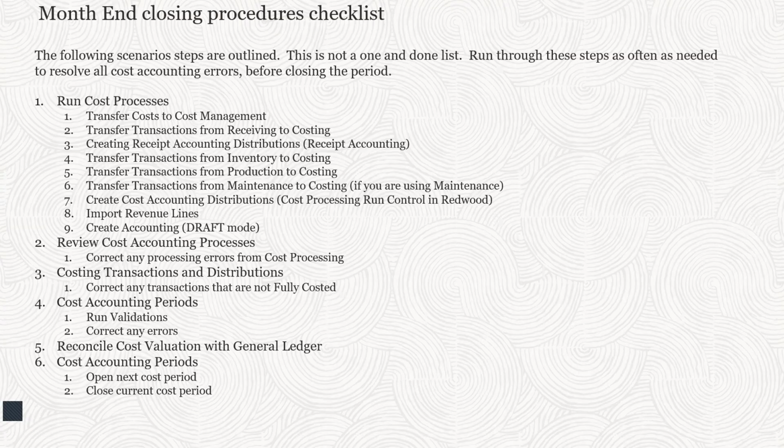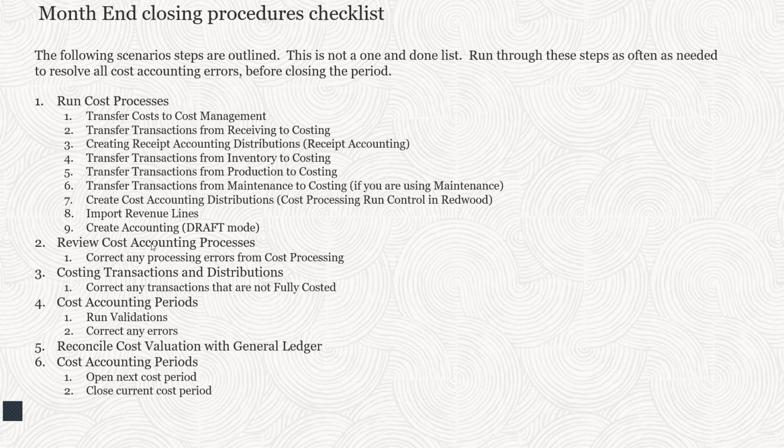So the first set, the run cost processes, these are processes that should be run, in my opinion, at least daily and do error correction on a daily basis, because otherwise at month end you're going to be overwhelmed with everything that you need to do, and there's no reason to wait till the end of the month. As a cost accountant, this is something we should be looking at on a daily basis, fixing the issues so that our management reports will be correct.